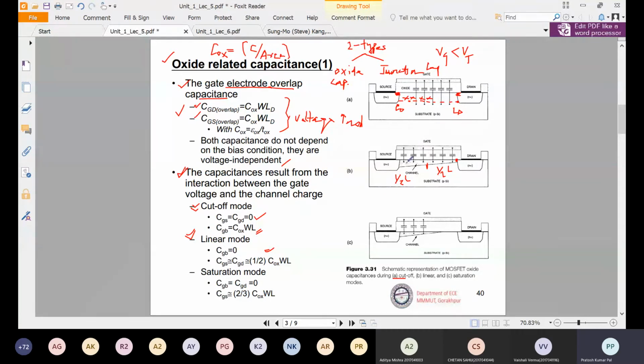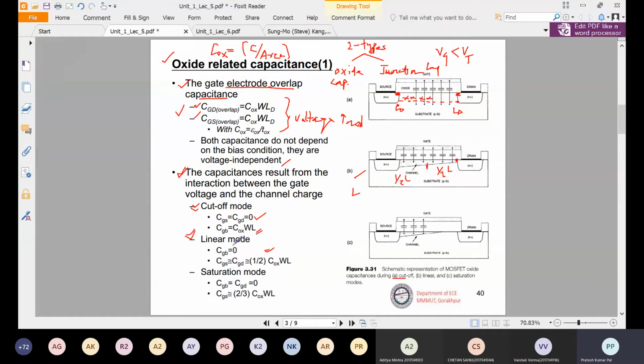So whatever oxide capacitance is there will be divided into two halves. Half, 1 by 2 L, into the width will be the area on the source side, and half L into the width, that is W, into COX will be the capacitance on the drain side. Okay, so the area on the drain side and the source side we can calculate. This is the case in the linear region. If the transistor is working in the linear region, the channel will be divided half to source and half to drain.